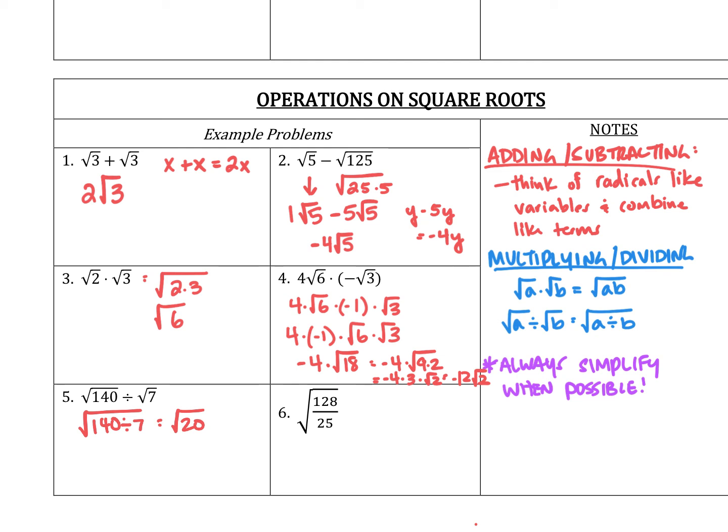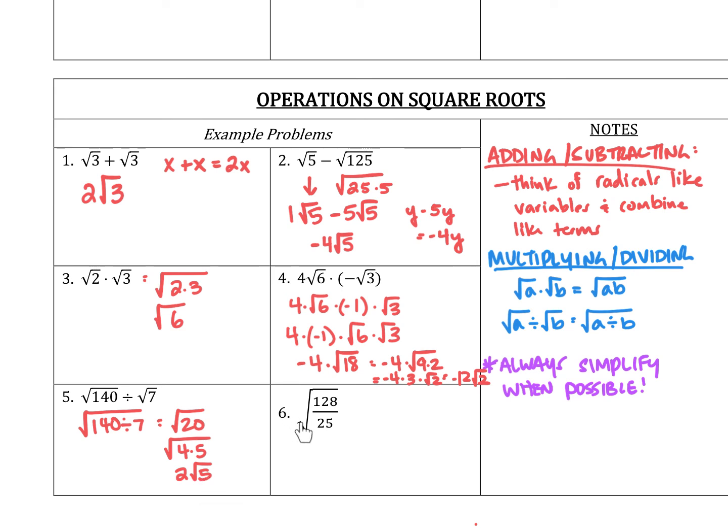Now we need to simplify that. We've actually already probably simplified the square root of 20 earlier. I'm going to look at that 20 as being 4 times 5. So then the square root of 4 turns into a 2. And then I have the square root 5 left underneath the square root. So the square root of 140 divided by the square root of 7 works out to be 2 root 5.